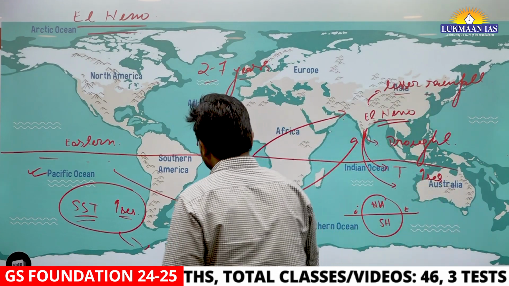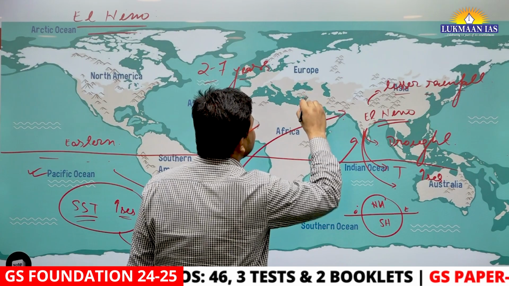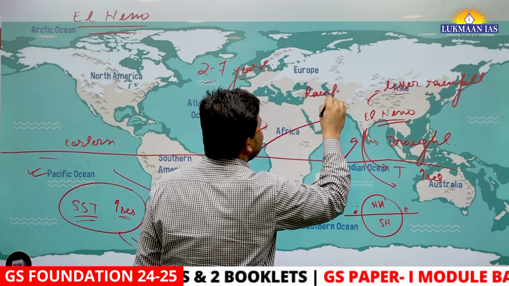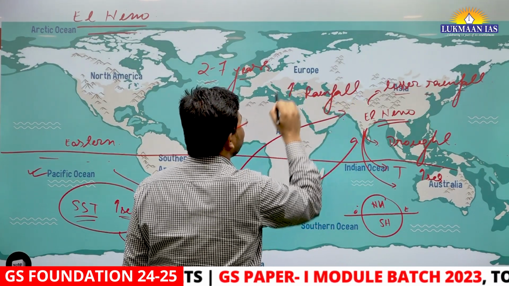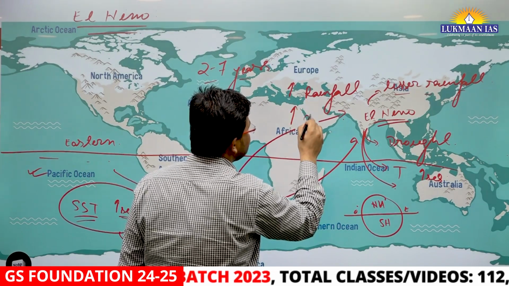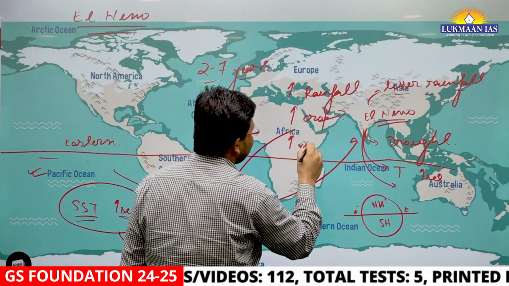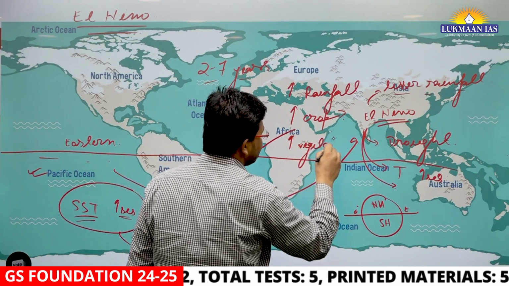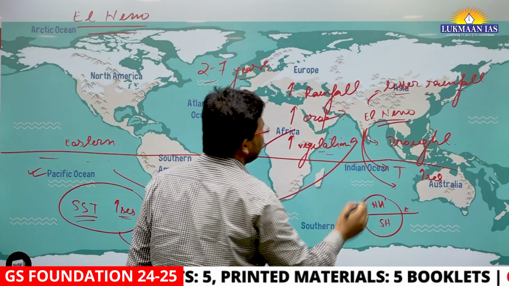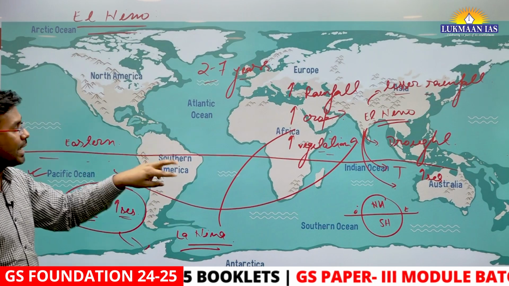So during La Nina time, in India, we see an increase in rainfall. We see an increase in crop productivity. We also see an increase in vegetation, right? Increase in vegetation means forest coverage, etc. So that also increases during La Nina. So El Nino and La Nina are opposite.